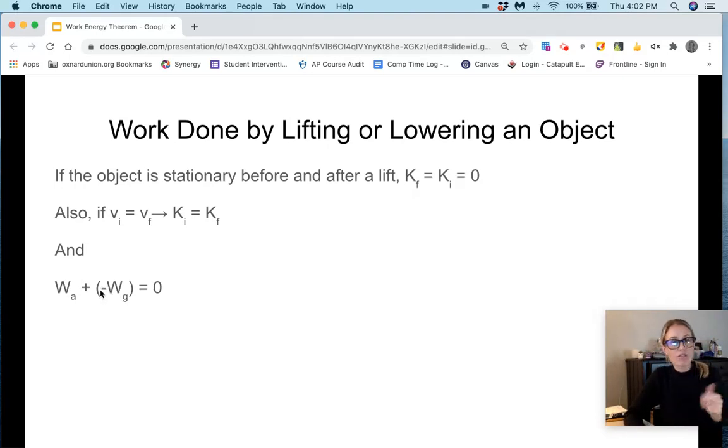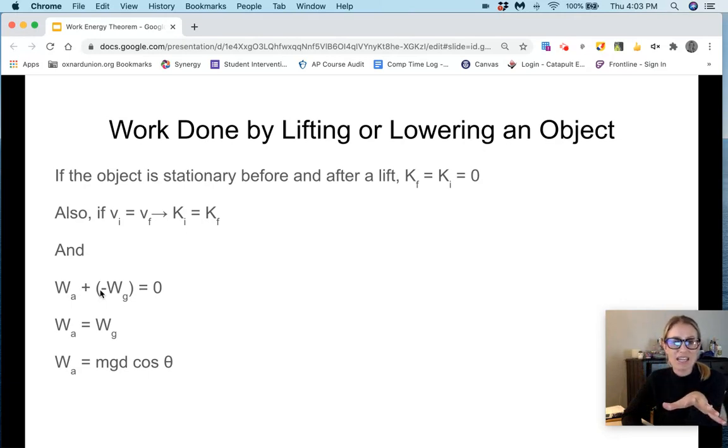So if I solve for the applied work here, the work done by the applied force is equal to the work done by the force of gravity. And then of course we know the work done by the force of gravity is the force of gravity, mass times acceleration of gravity, times the displacement, times the cosine of theta. So we plug that in for the work done by the applied force. And this is only if your initial and final kinetic energies are the same.